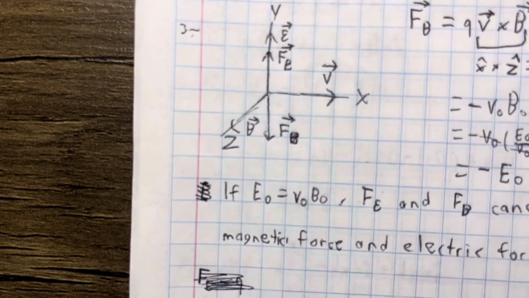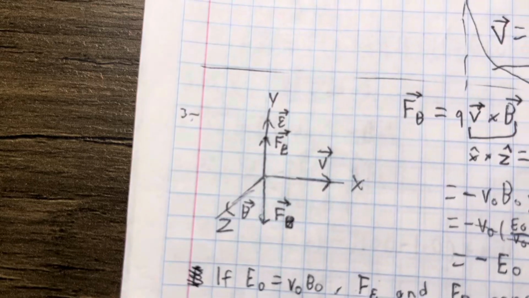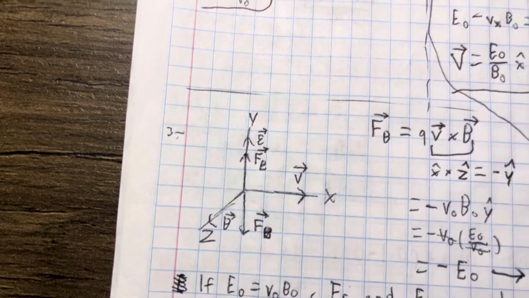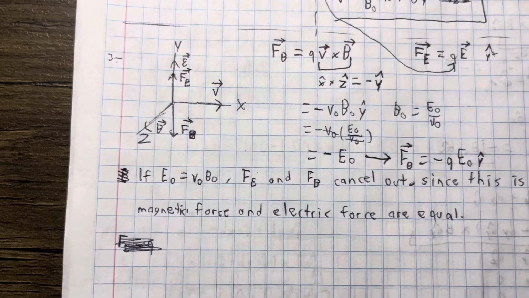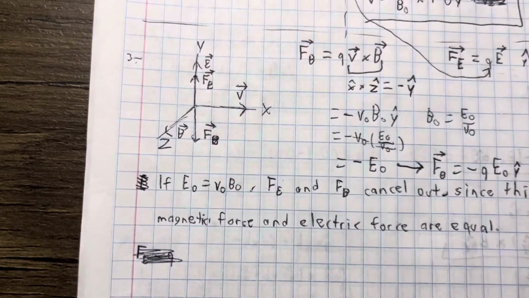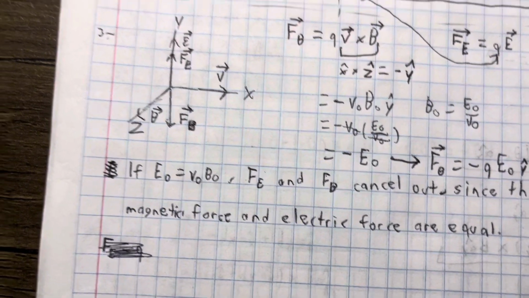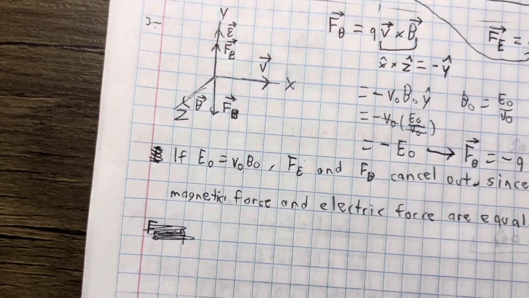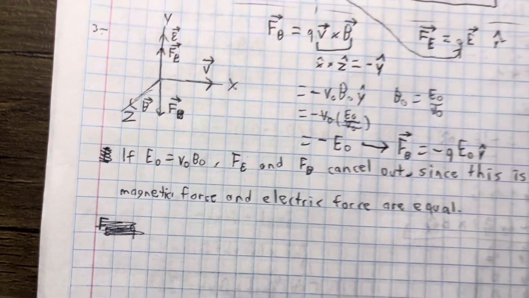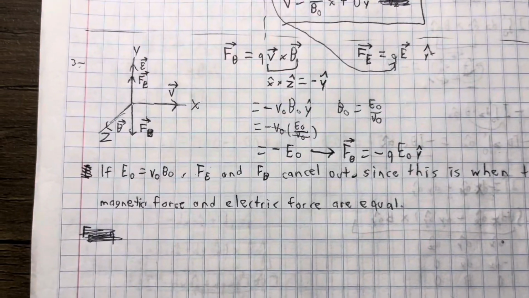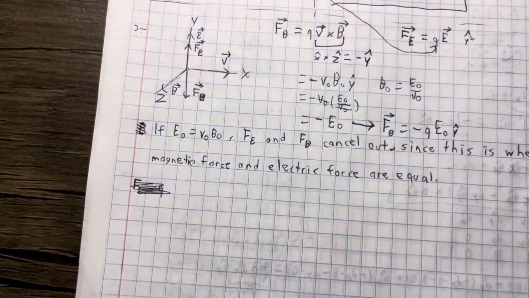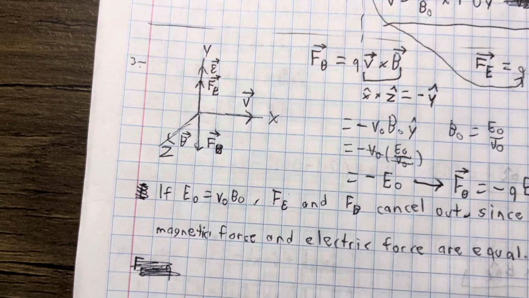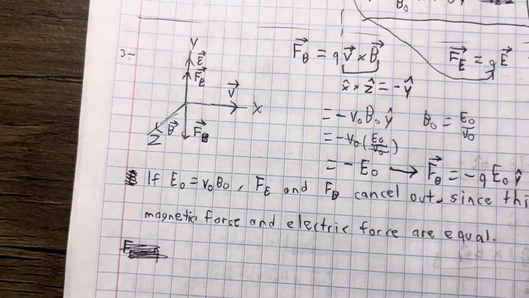So this means that they both cancel out. One is in the negative y vector, the other in the positive y vector. So if the electric field is equal to the velocity times the magnetic field, they both cancel out, and these are our ideal values. This functions as a velocity selector, because of this cancellation, of course.